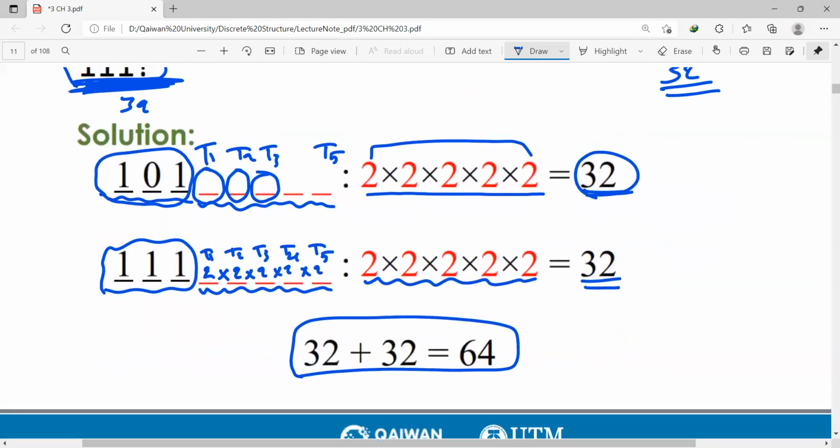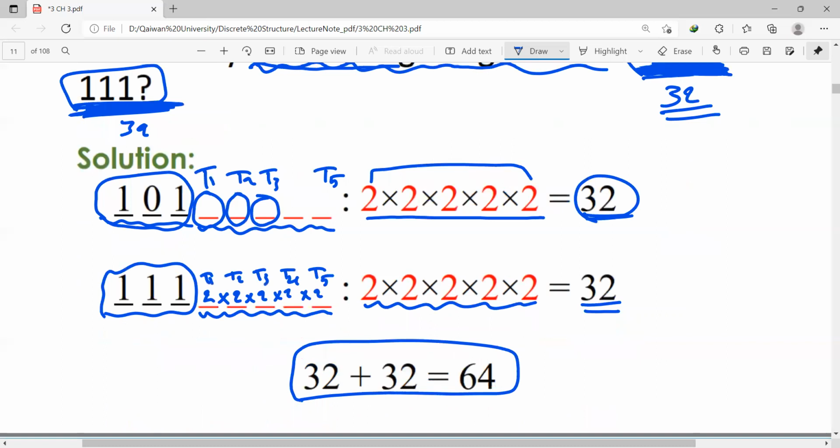As you see here, we use both multiplication and addition principles. Here, we use multiplication, and then we use addition. We use both addition and multiplication principles for solving this problem. Okay?